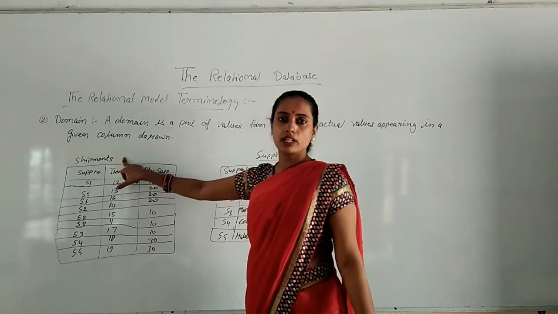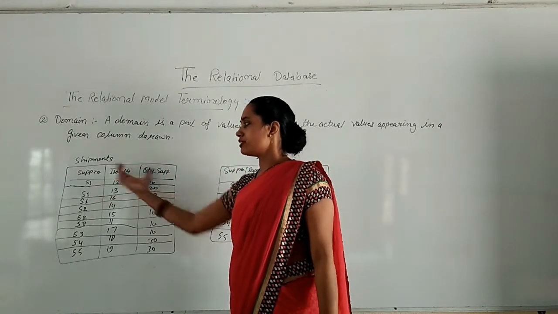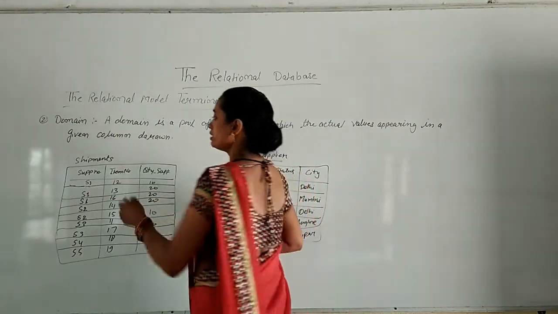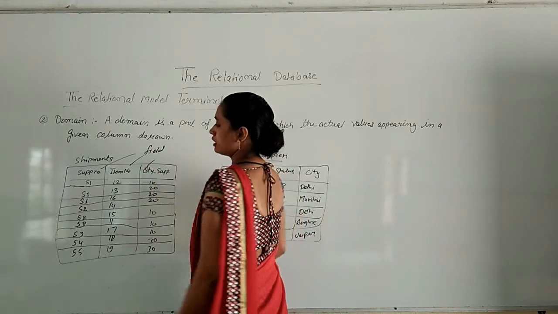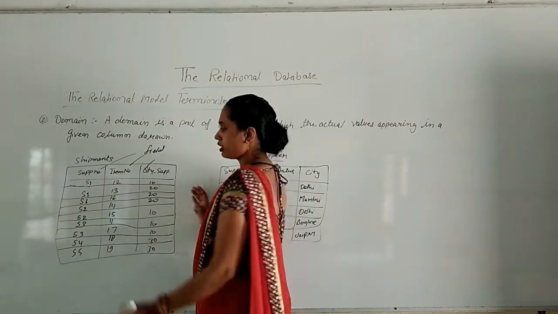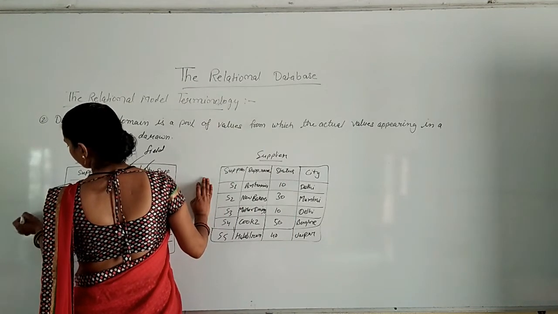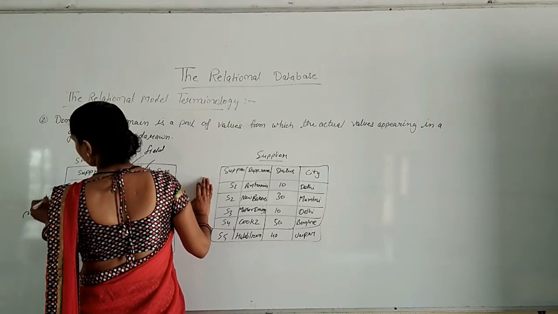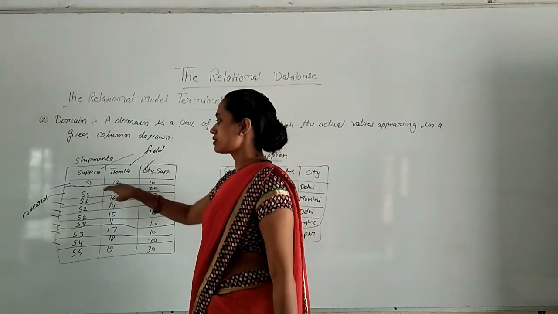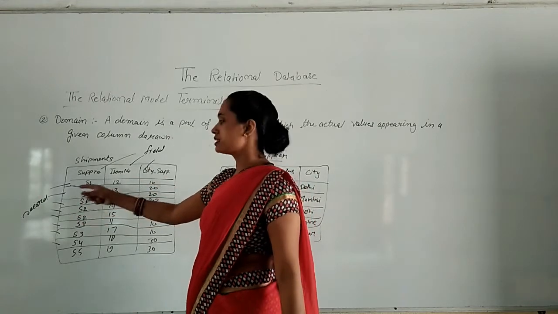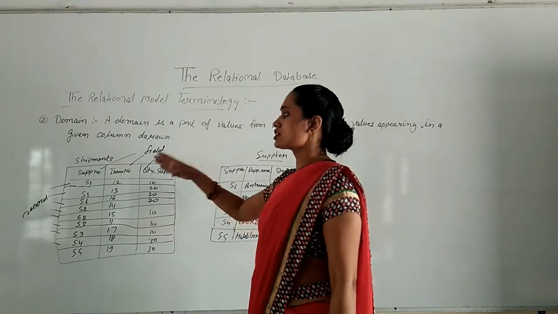Like I made here two tables. One is the shipment table, second is the supplier table. In the shipment table, we have three fields here. This is called a field, 1, 2, 3. And we have lots of records. This row is called a record. S1, 12, 10 is one record, then second record, third, fourth, fifth, and so on. So we have records in this shipment table.